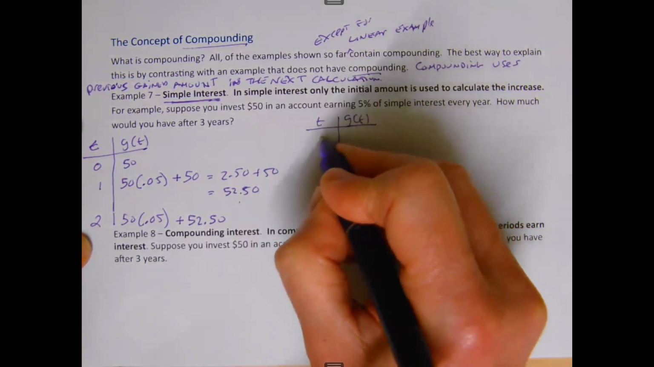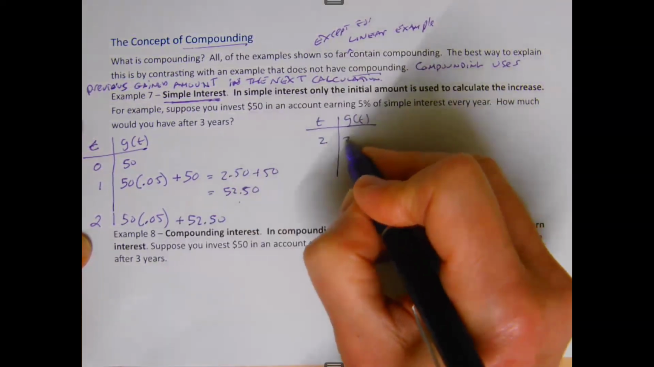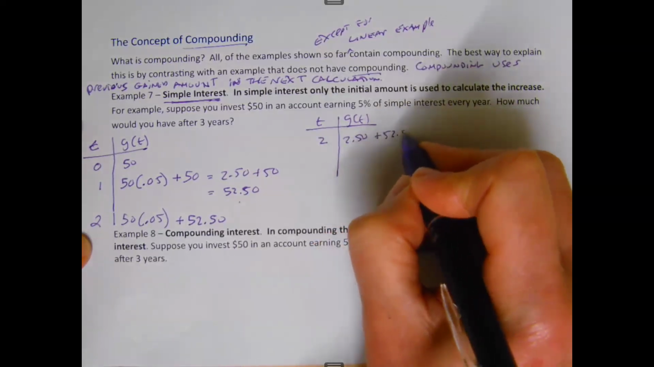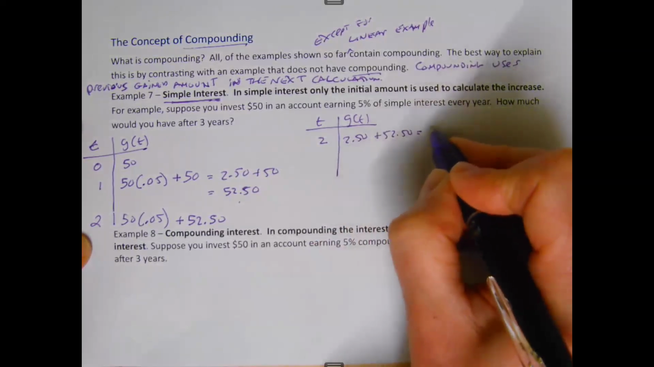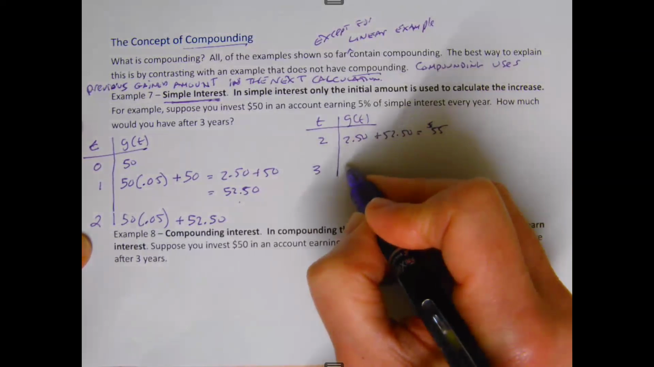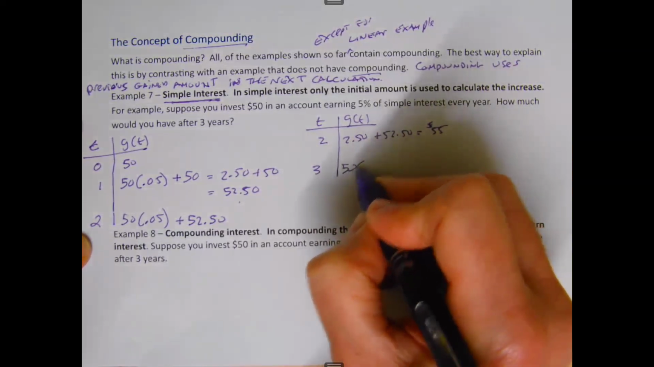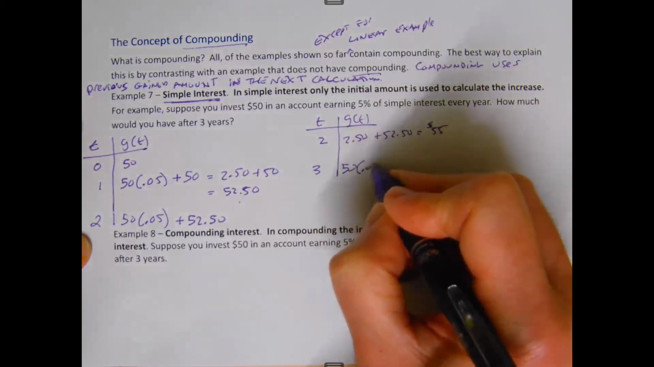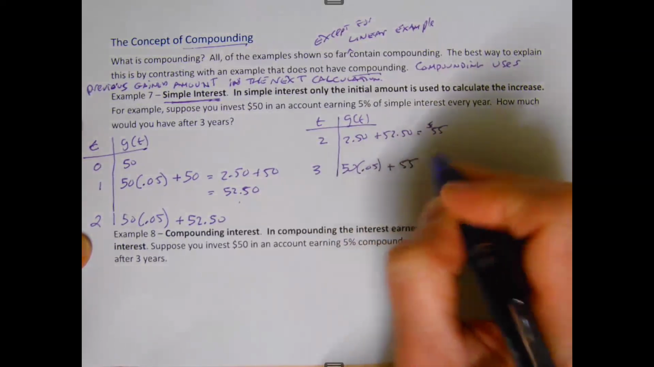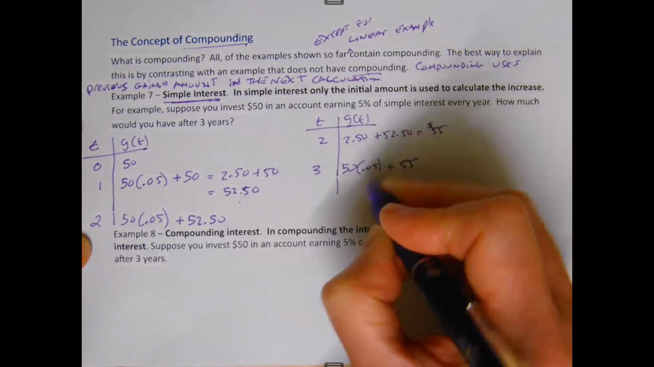Well, again, in year 2, it looks like I'm going to gain another 2.50. I'm going to add this to 52.50, and that gives me $55. What happens in year 3? Well, year 3, again, the same thing. It's $50 times 0.05. You see it's 2.50 every single time. And now I add it to what came before.